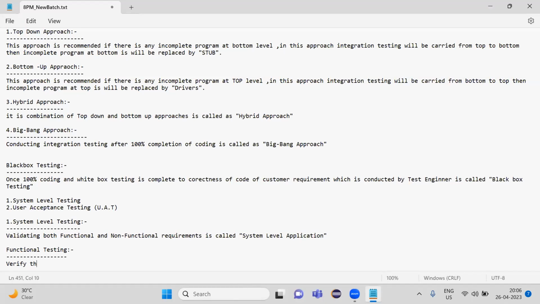Verify the functionality of an application and check the application works as per customer needs. Yes or no? It has to work as per customer needs. If the application works only for my needs, that is not useful, right? It has to work as per customer needs.